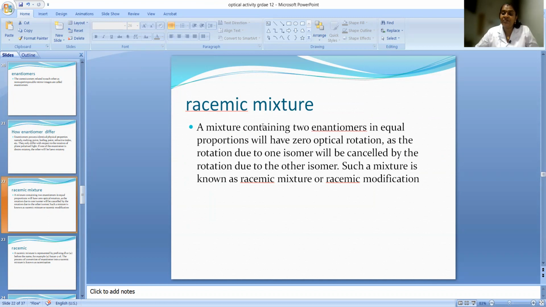They are optically inactive. Why? Because 50% is levorotatory, meaning it rotates the plane of polarized light to the left, so the other 50% will rotate the plane of polarized light to the right. An equal angle it will rotate, so finally the direction will never change. If you see the direction of plane polarized light, it won't change because the rotation of the levorotatory substance will be cancelled by the dextrorotatory one. As the rotation due to one isomer is cancelled by the rotation due to the other isomer. This is the reason.